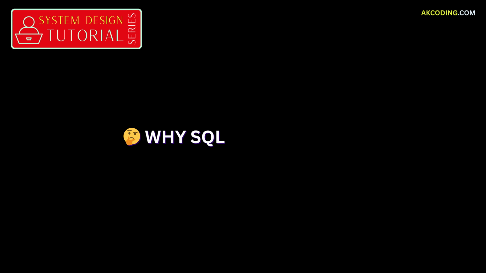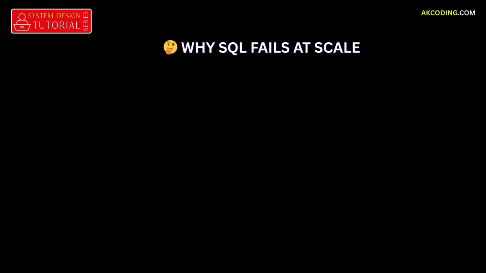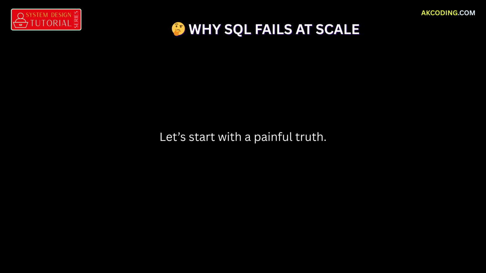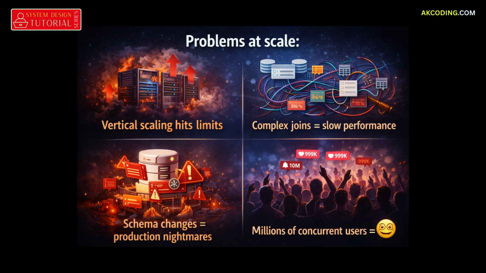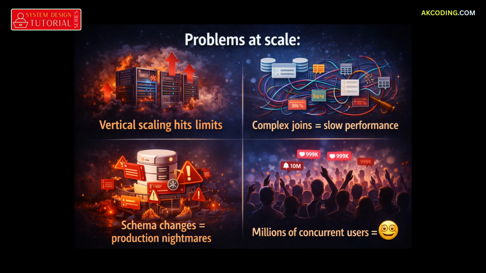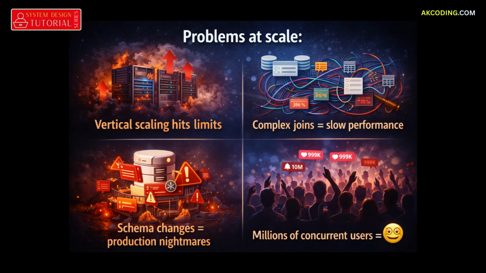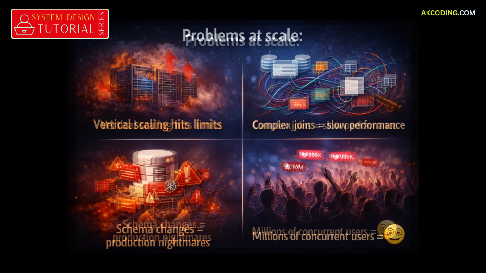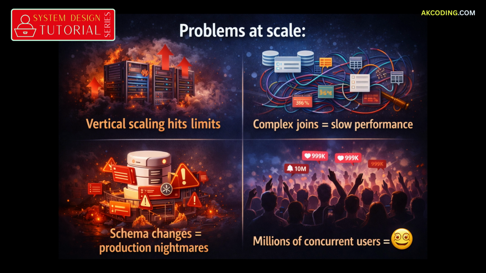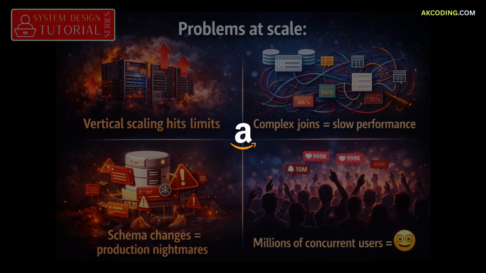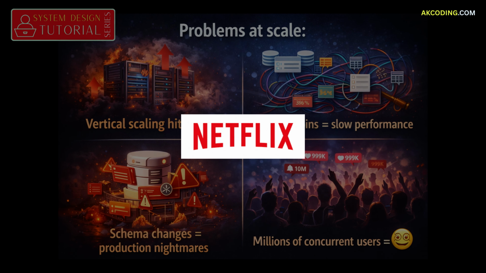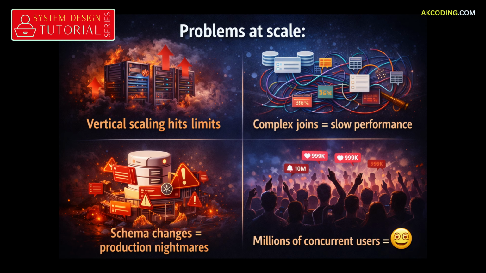First things first, why SQL fails at scale. Let's start with a painful truth. Traditional SQL databases are amazing until scale hits you like a truck. Problems at scale: vertical scaling hits limits, complex joins slow down performance, schema changes are production nightmares, and there are millions of concurrent users. When Facebook, Amazon and Netflix faced this, they didn't upgrade SQL, they changed the database model.